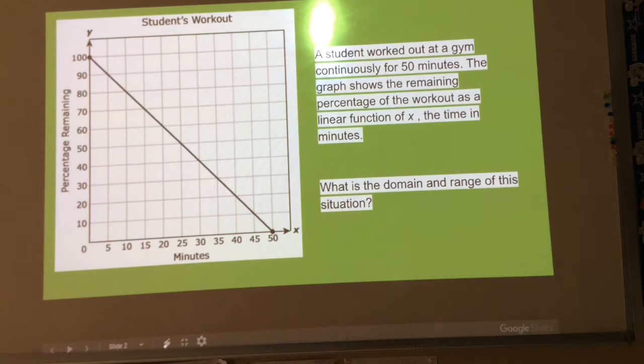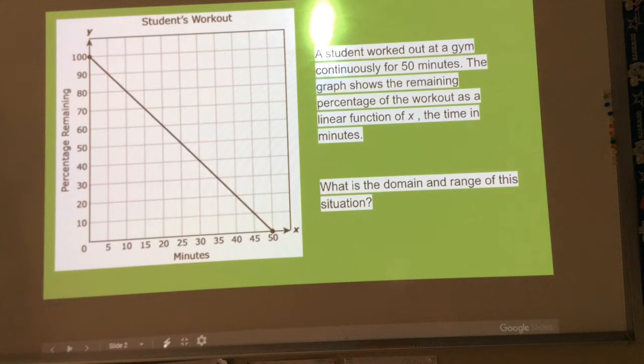Here we go. It says a student worked out at a gym continuously for 50 minutes. The graph shows the remaining percentage of the workout as a linear function of x, the time in minutes. What is the domain and range of this situation?